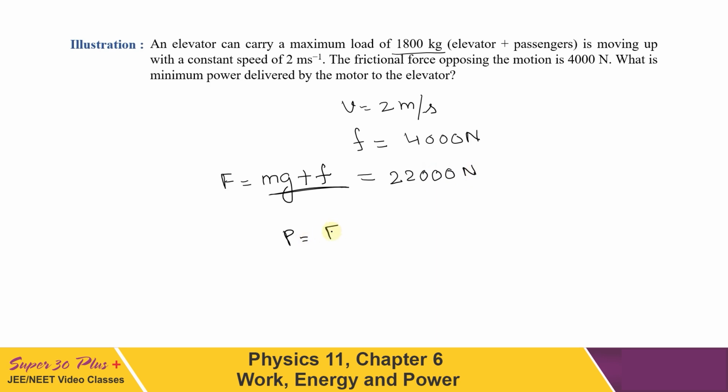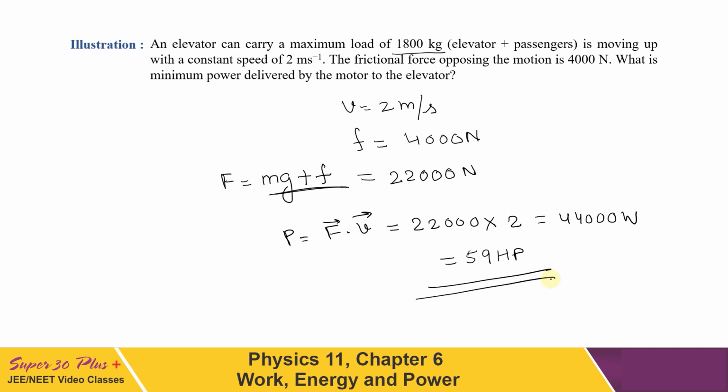Power has to be equal to F dot V. As we know, this force has to be in upward direction and velocity also is in upward direction. So total power will be equal to 22,000 multiplied by 2, that is equal to 44,000 watt. If we write it in horsepower, because that is a very common unit, it can be written as 59 horsepower.